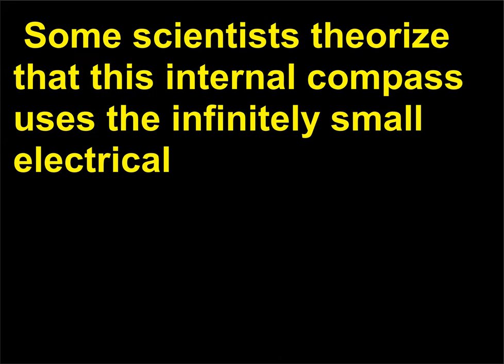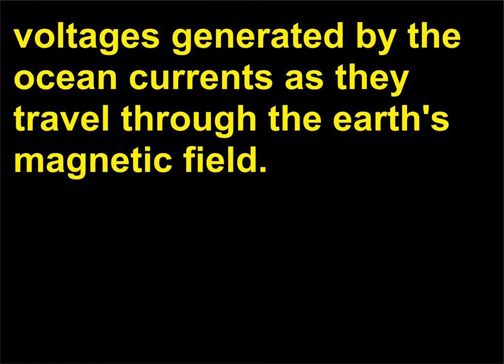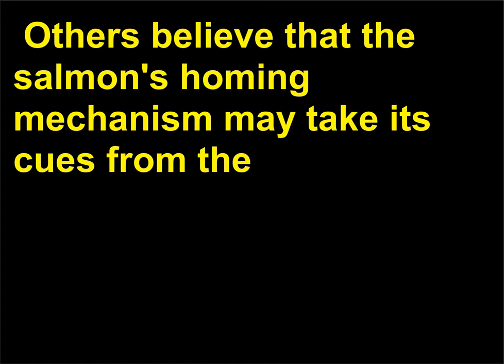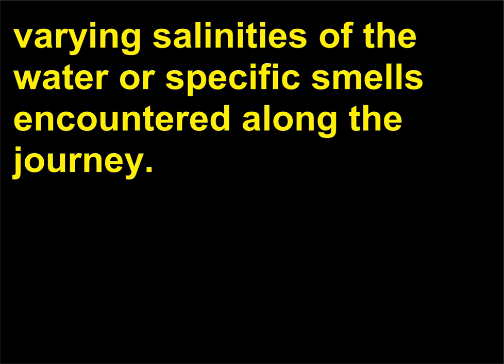Some scientists theorize that this internal compass uses the infinitely small electrical voltages generated by the ocean currents as they travel through the Earth's magnetic field. Others believe that the salmon's homing mechanism may take its cues from the varying salinities of the water or specific smells encountered along the journey.